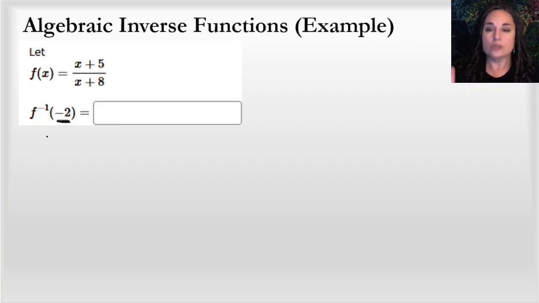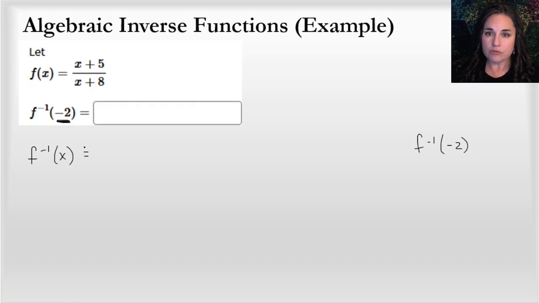Well, I'm going to break this problem into parts. The first thing I'm going to do is find f -1 of x. And then once I find f -1 of x, I'm just going to plug -2 in that function. All right. That's how I'm going to do it. And I'm going to do it algebraically so I can prove to my teacher I can do it algebraically.